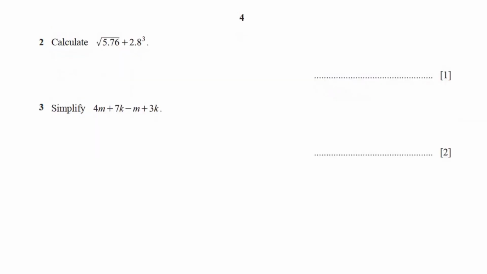Calculate the square root of 5.76 plus 2.8 cubed. Now 5.76 can be rewritten as 576 over 100, plus 2.8 cubed. 576 is a square number because it's basically 24 squared. And 100 is also a square number, which is 10 squared.